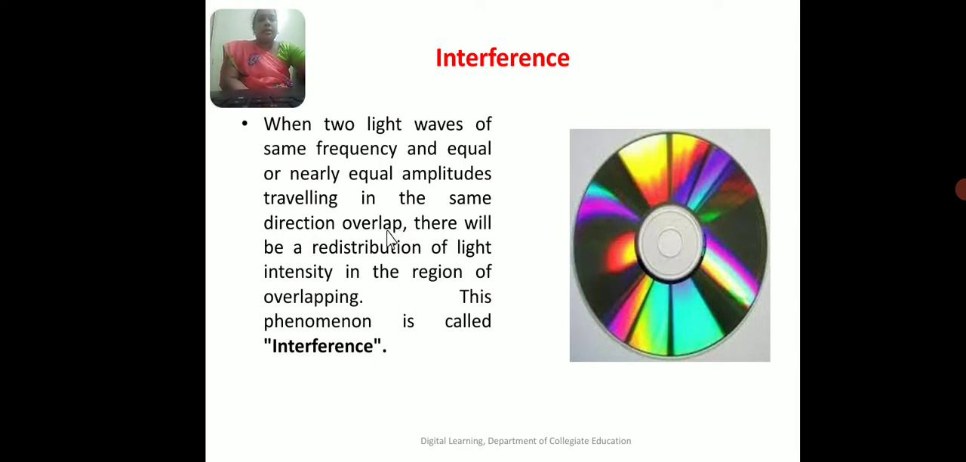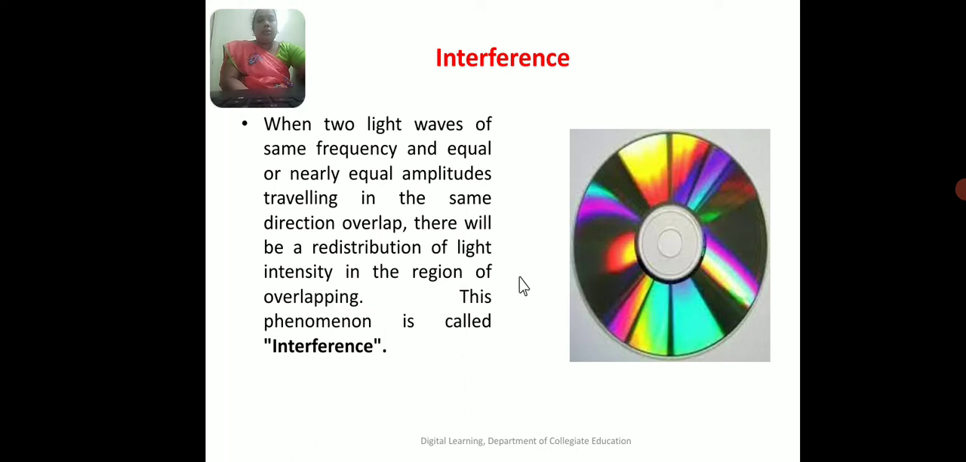Here we are using two waves which are emitted by the same source. That's why these two waves have the same frequency, equal amplitude, and move with a constant phase difference. These two waves overlap or are superposed with each other, and then there is a modification in the distribution of energy.